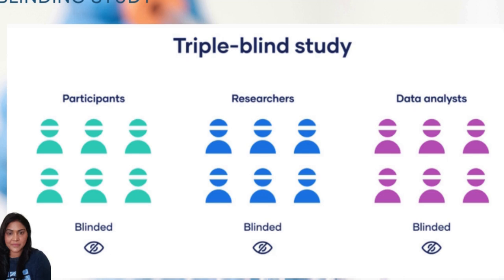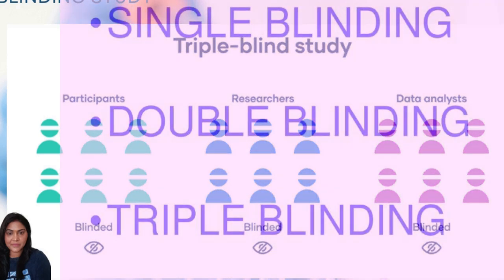In summary, I can say a single blinding study helps to reduce the treatment biases, a double blinding study reduces the observer biases, and a triple blinding study helps to reduce the analysis biases.